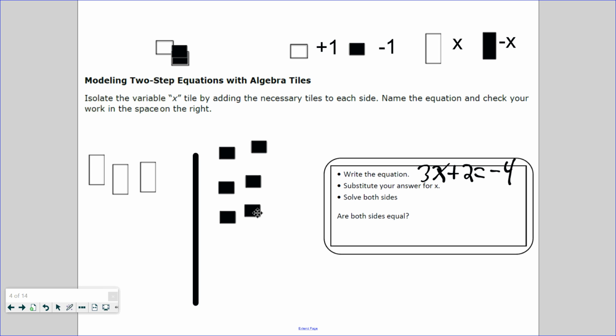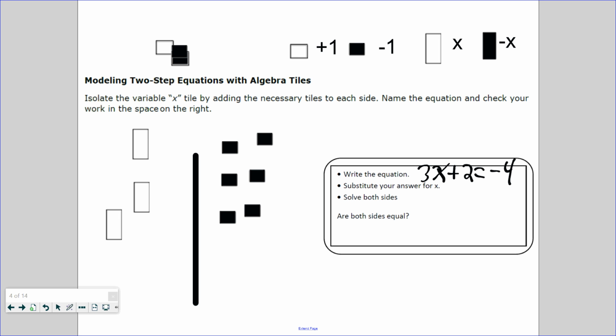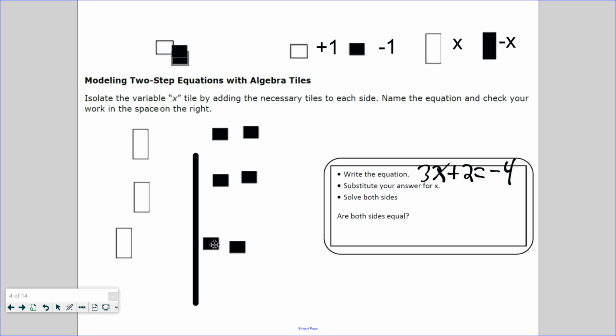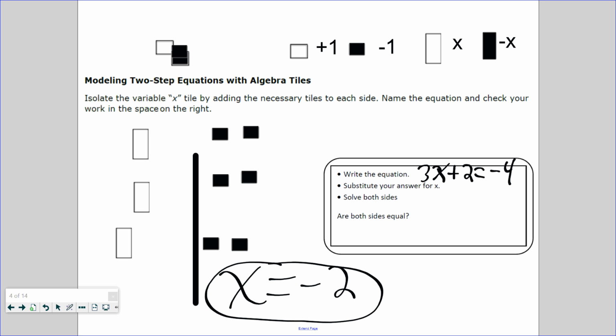So I need to isolate the variable x. Can I divide these 6 negatives into 3 groups? If I divide these 6 negatives into 3 groups, each group will have 2 negatives. X is equal to negative 2. Let's check our work. This is our equation. I substitute x with negative 2. 3 groups of negative 2 is negative 6, plus 2. On the other side is negative 4. Negative 4 equals negative 4. Both sides are equal.